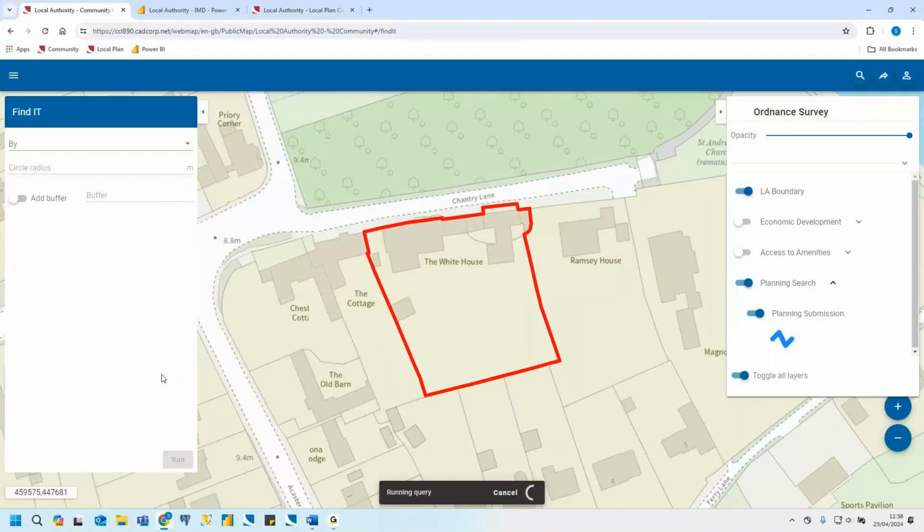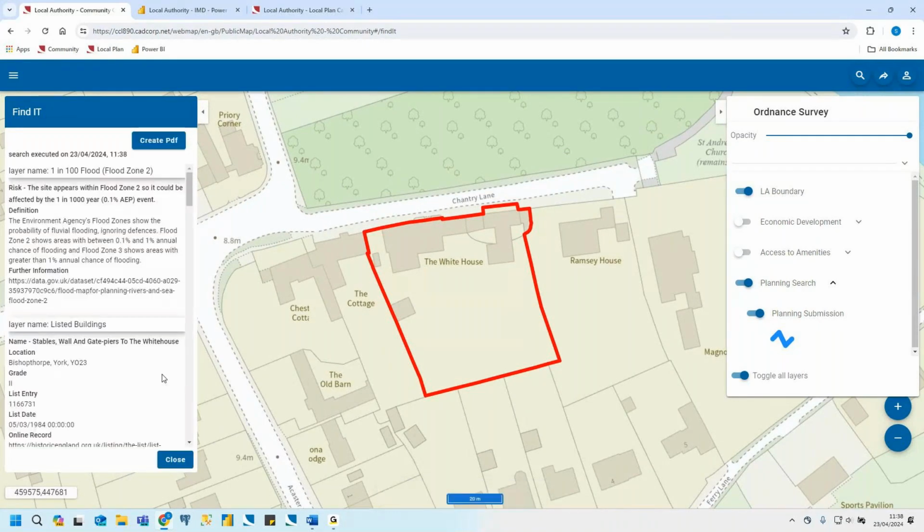Now, Find It will now analyze the site boundary against all the planning constraints I've defined, and then it will tell me alongside the map which constraints it's found within that site. So, for example, on the left-hand side, the first constraint it's found is related to flooding. So this site intersects one of the Environment Agency's flood zone data sets.